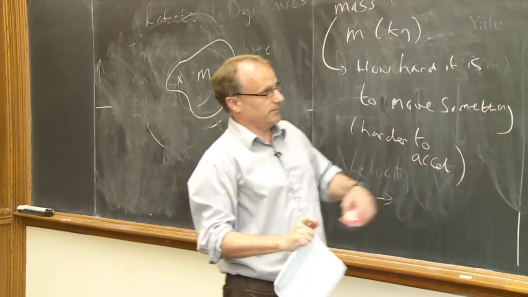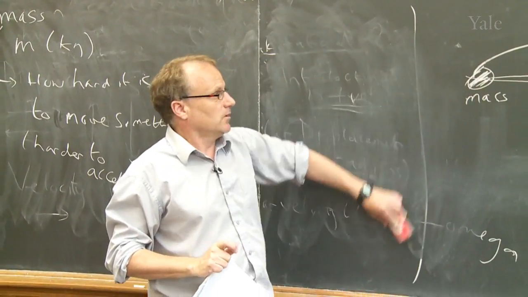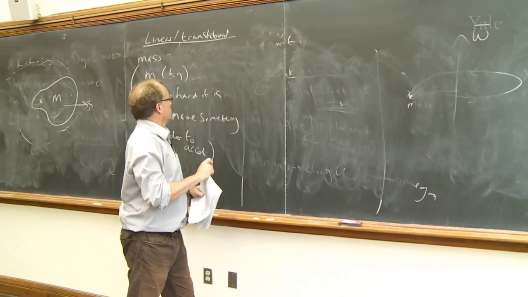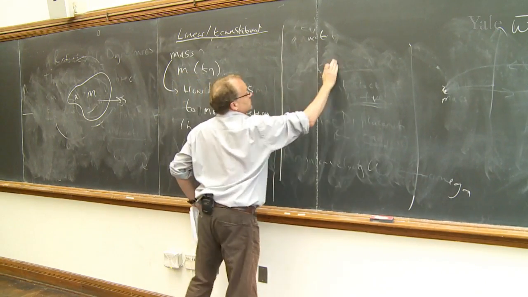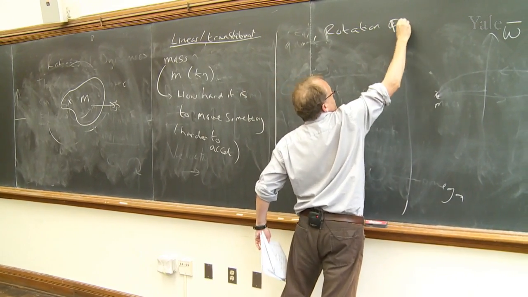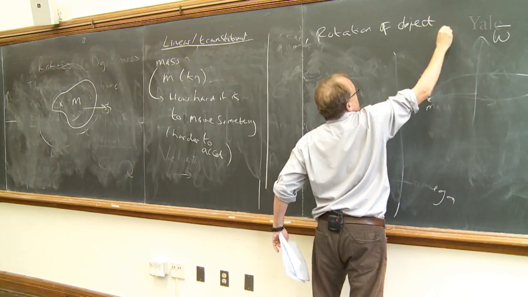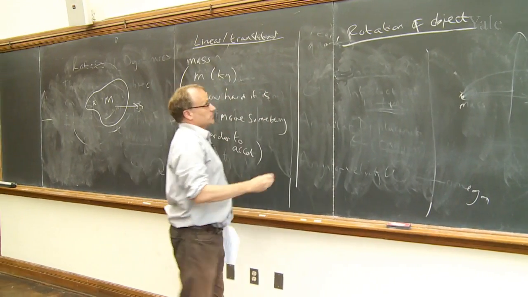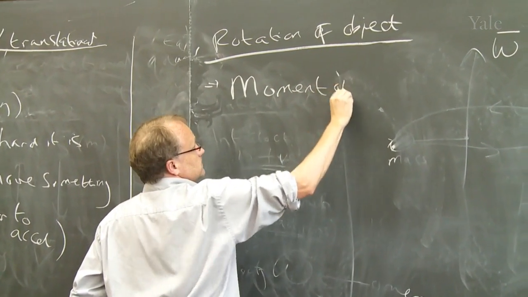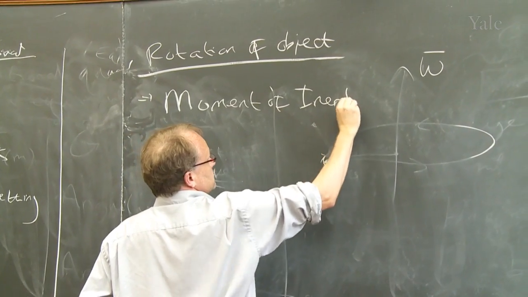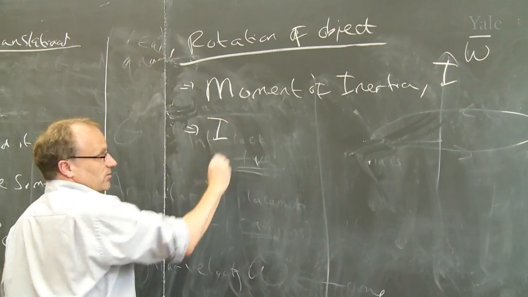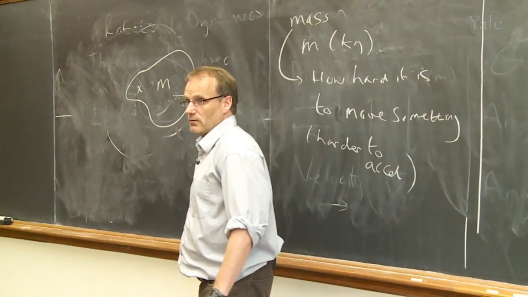If we try to rotate it, then it depends where the mass is, how it's distributed. It also depends where the rotation axis is. So if we think about the rotation of the object, then we have this quantity called moment of inertia, and we use the symbol I. I tells us how difficult it is to rotate something.